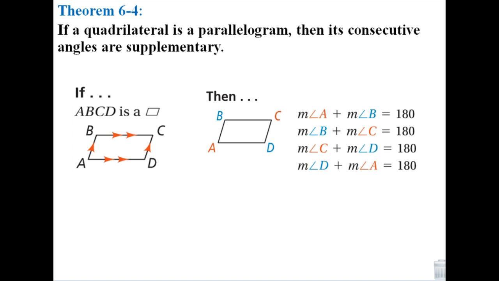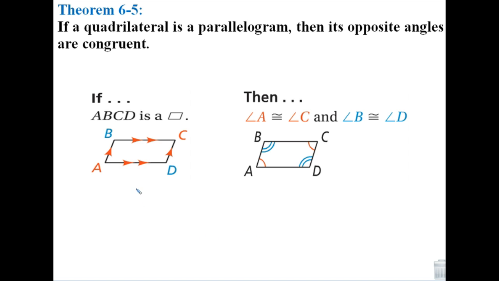We also have, if a quadrilateral is a parallelogram, then its consecutive angles are supplementary. So again, if we have a parallelogram, then consecutive angles, the angles next to each other, for example A and B, will add to 180, will be supplementary. Same thing with B and C, they'll be supplementary. C and D will be supplementary as well, and then also A and D will be supplementary.